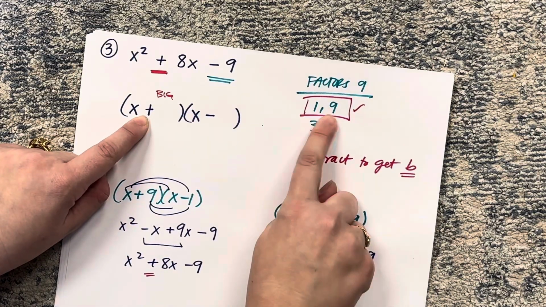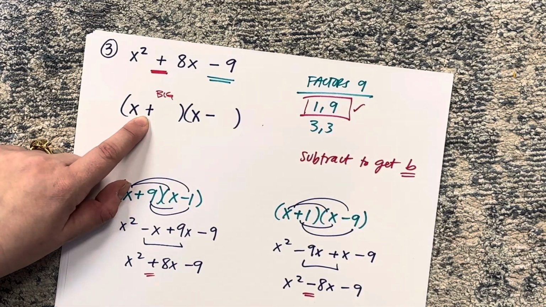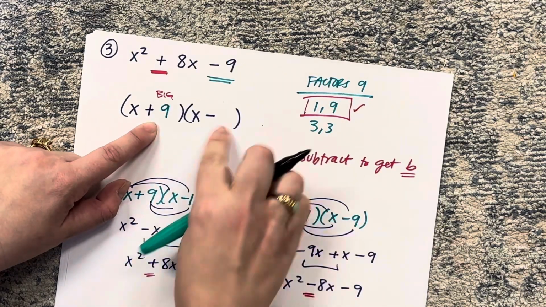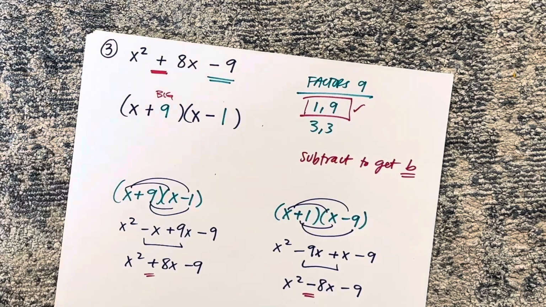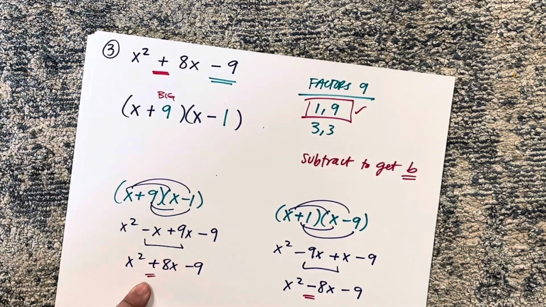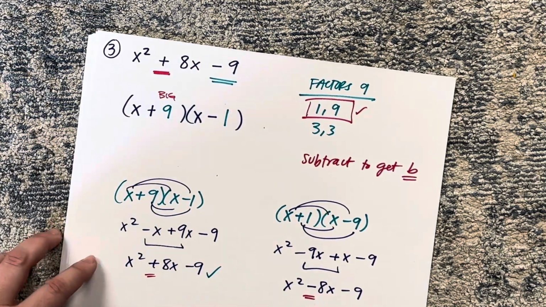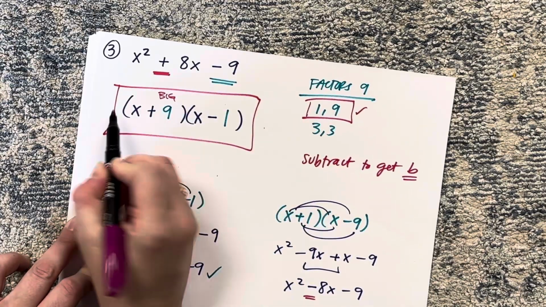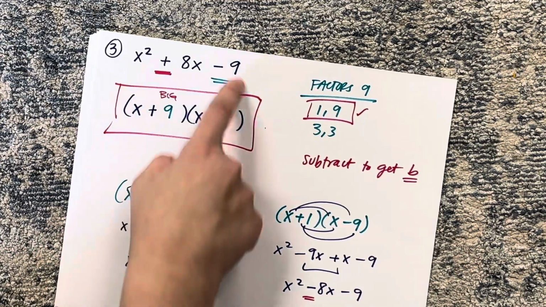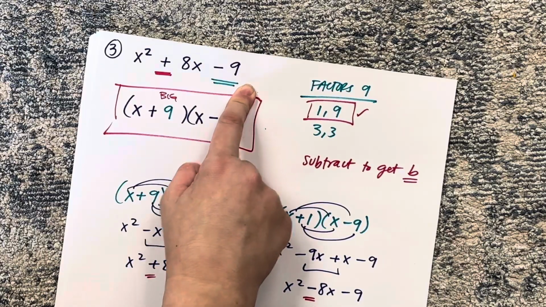Okay? So between 1 and 9, 9 is bigger. So plus 9 minus 1. And if you look, that's the one that got us the correct answer. So this is the correct way to FOIL out this situation, okay?